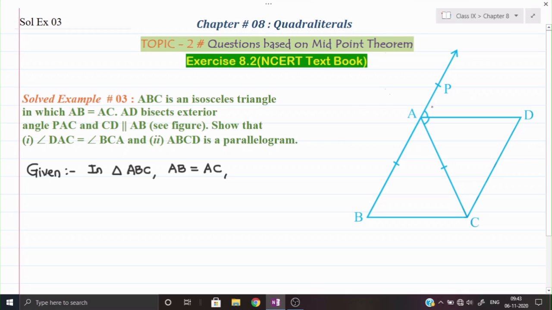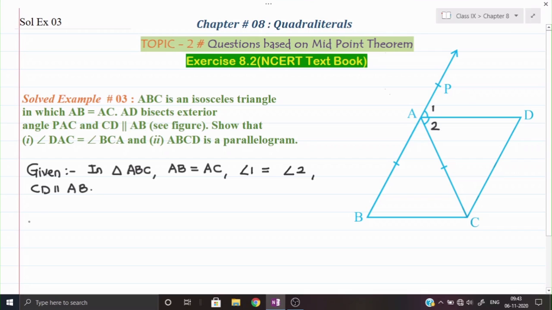I am giving the names angle 1 and angle 2 to these two angles, so in place of that whole line I am writing angle 1 is equal to angle 2. The meaning is the same. If AD is bisecting angle PAC, it is making two equal parts, and hence angle 1 and angle 2 will be equal. And the third thing given here is that CD is parallel to AB.